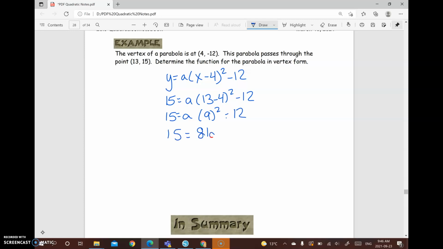Nine squared is 81. And 27 over 81 simplifies to 1/3. So there's my a value, 1/3. So my equation is y equals 1/3 times x minus 4 squared subtract 12.